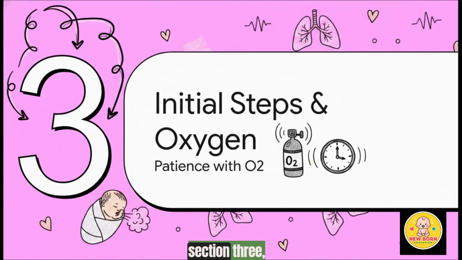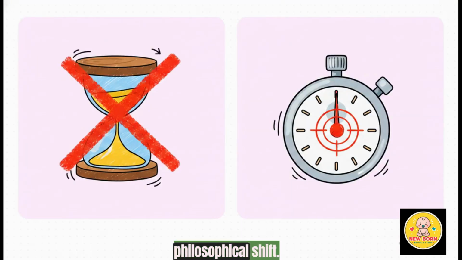All right, Section 3, Initial Steps and Oxygen. Moving further down the algorithm, we hit a big change in how patient we need to be. This is a massive philosophical shift. Just look at this comparison.